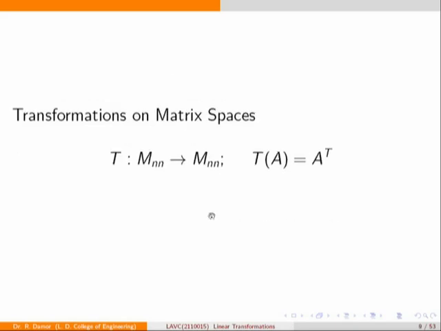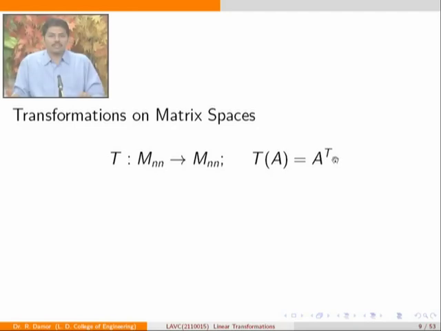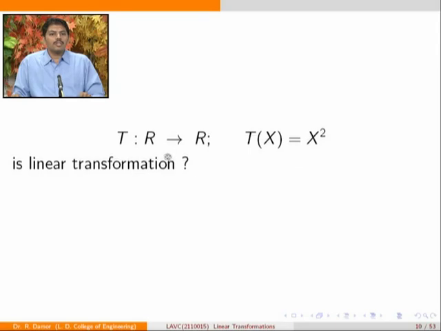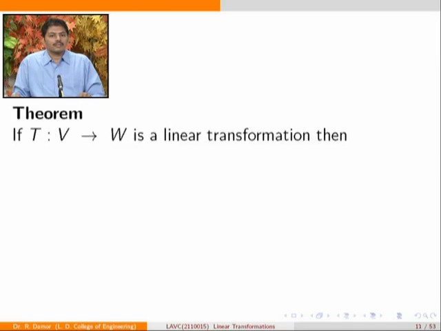Suppose for matrices, T from n cross n matrices to n cross n matrices, and the transformation of A is defined as A transpose. Again this is a linear transformation. Now suppose I define T from R to R, T of x equal to x square. Is it a linear transformation? You proved in your previous lecture that this is not a linear transformation. Now we have done lots of examples. So how do we check whether a transformation is linear or not? Using the additive property and the homogeneous property, or a combination of these two.